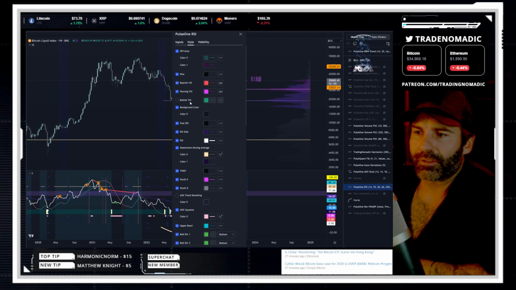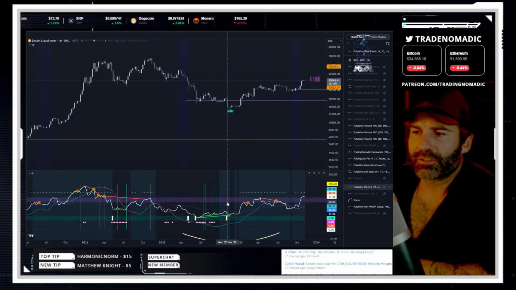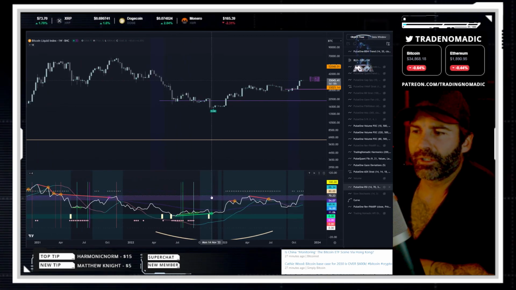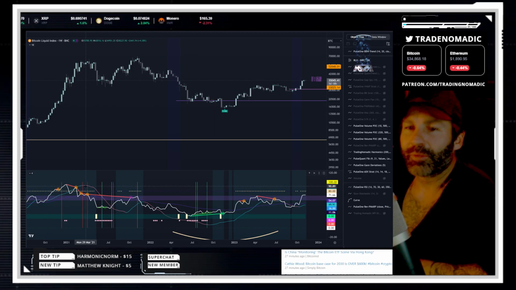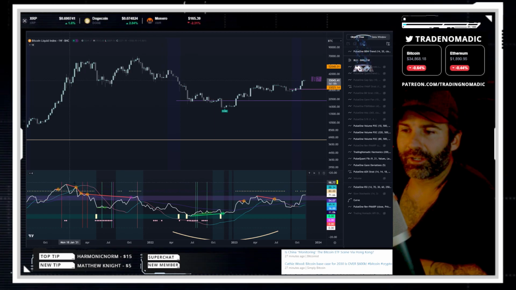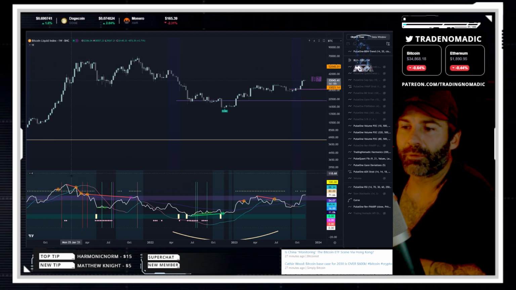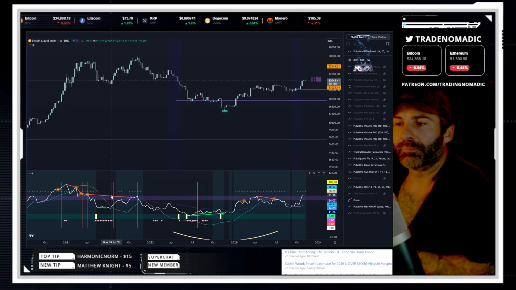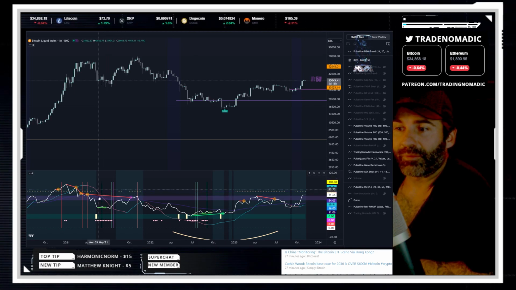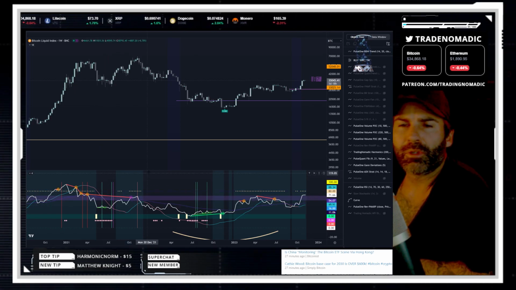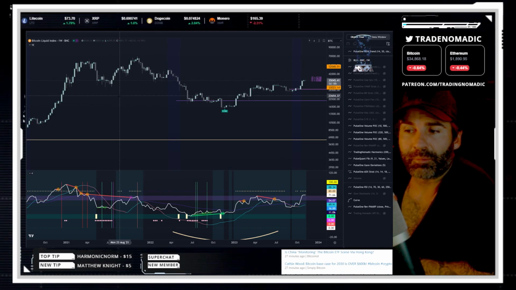I've also got volatility signals. If you wanted them on the chart, this would show you bearish volatility. That would tell you that volatility is getting extended in an uptrend, which would be a bearish signal. You've got your green ones. That would tell you that volatility is expanding from the lows in an uptrend, which would be a bullish signal.